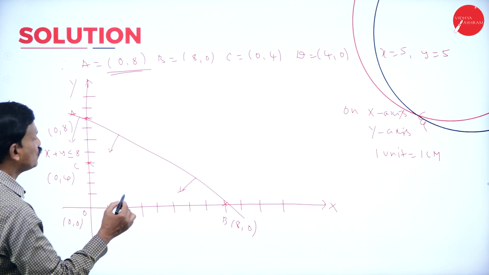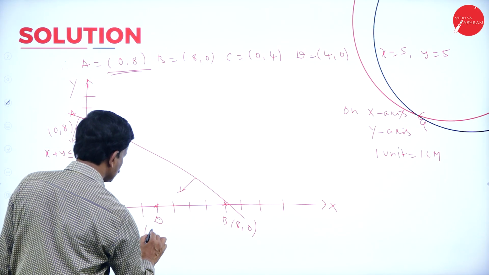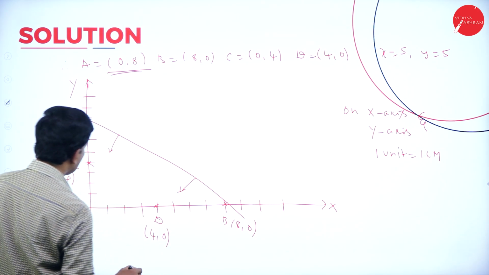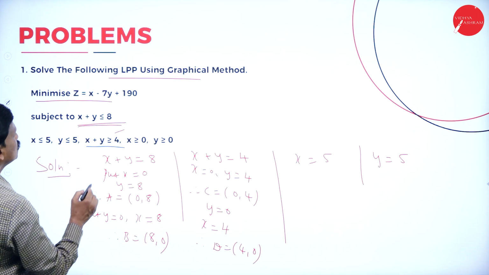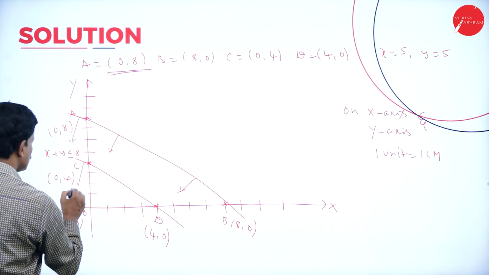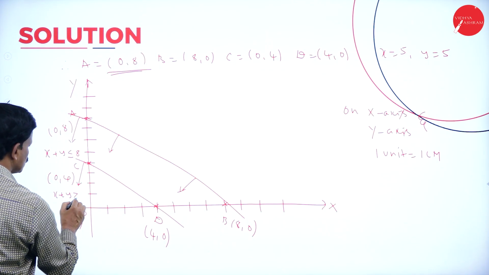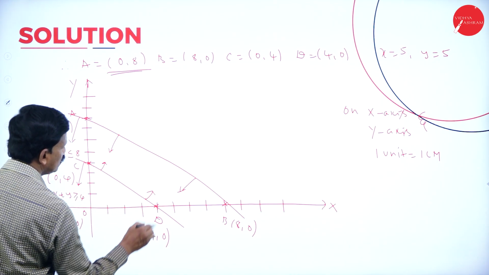What is D? D is (4, 0). 1, 2, 3, 4. This is D. Now just draw a straight line. What is this line? This is nothing but x plus y is greater than or equal to 4. Greater than or equal to 4 means it will go away from the origin.